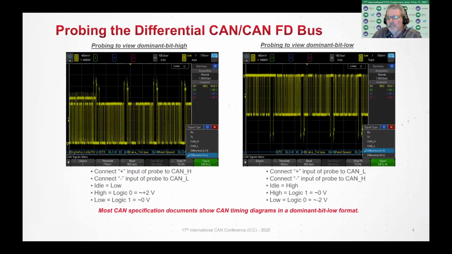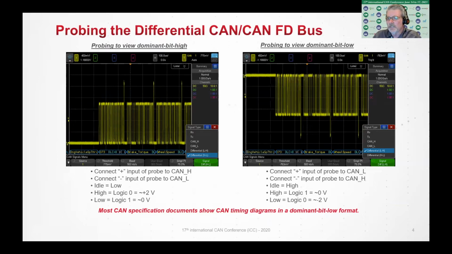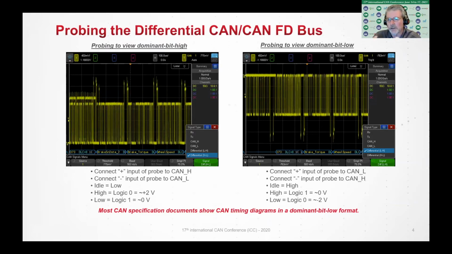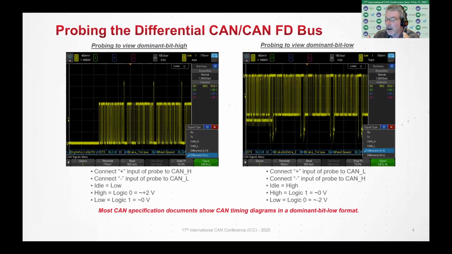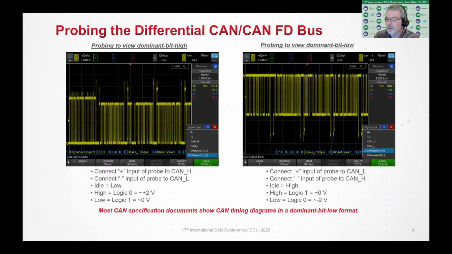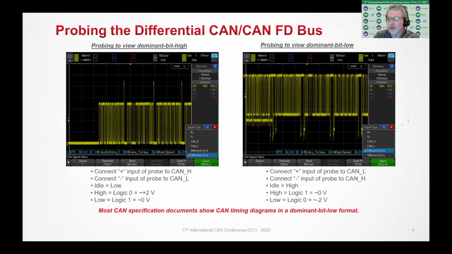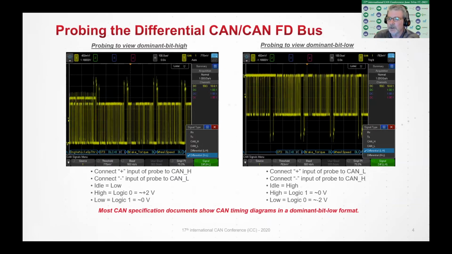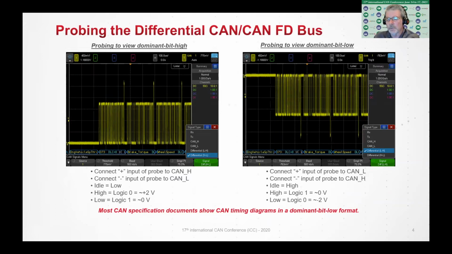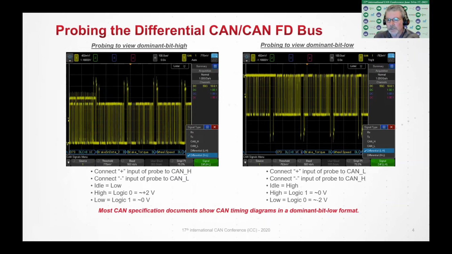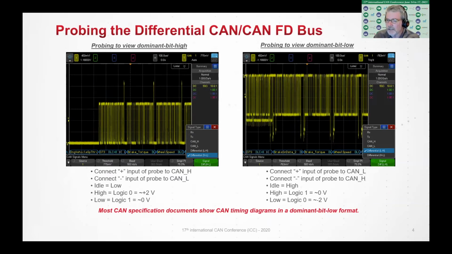So here we see two different views of probing the differential bus. First of all, let me emphasize that I believe it's very important to use a differential probe. Many engineers, simply because they don't want to spend the money for a differential active probe, will use two single-ended passive probes and then use the scope's waveform math to compute the difference. There are some drawbacks to that.